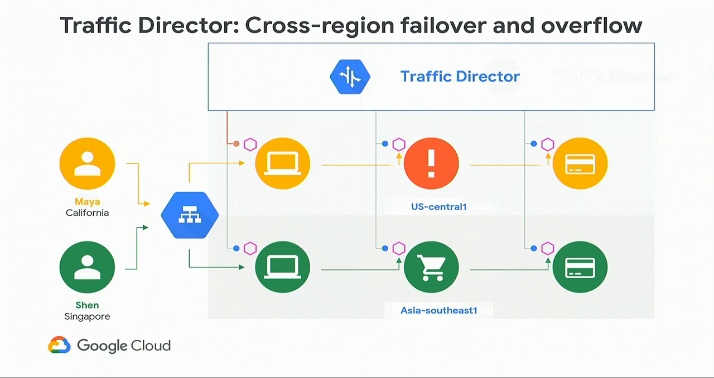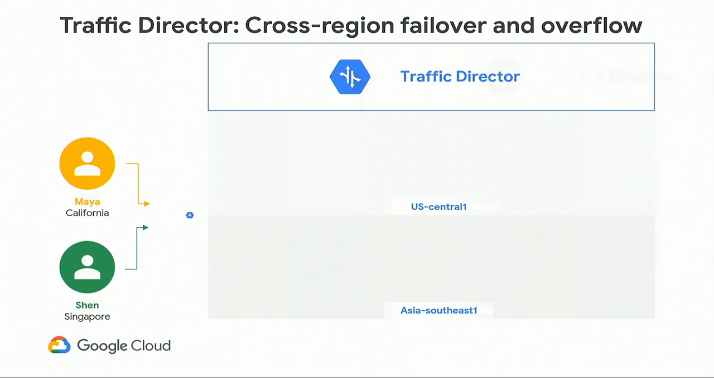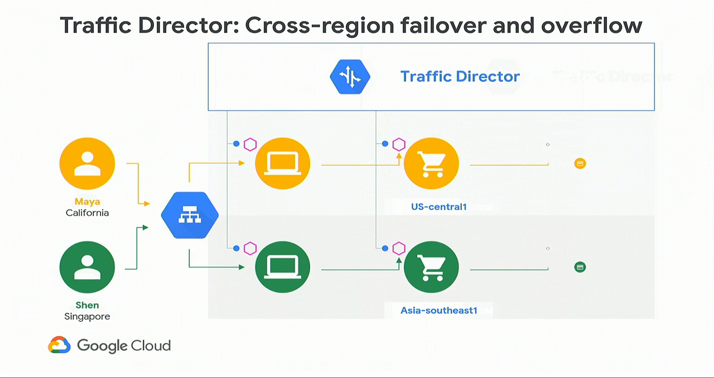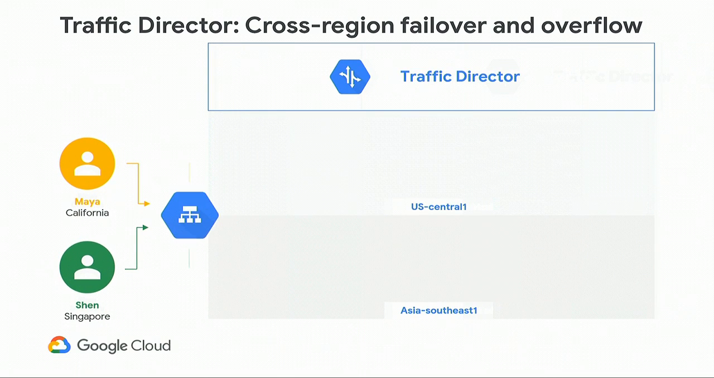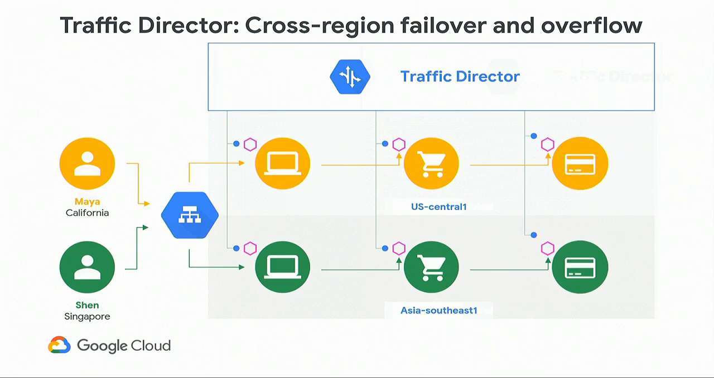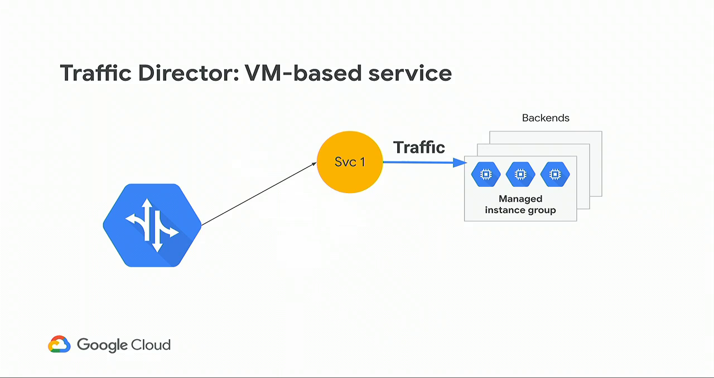And what it will do is that if your service in a region, let's say all of the instances for a service go down, when the traffic is coming to that region, it will seamlessly redirect it or overflow to another region. And you don't need any configuration to make that happen. That's implicitly built into Traffic Director.